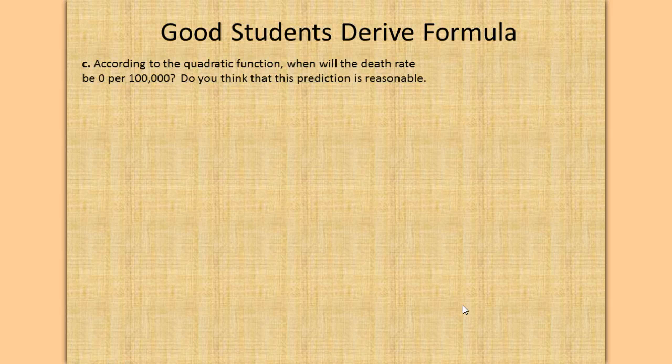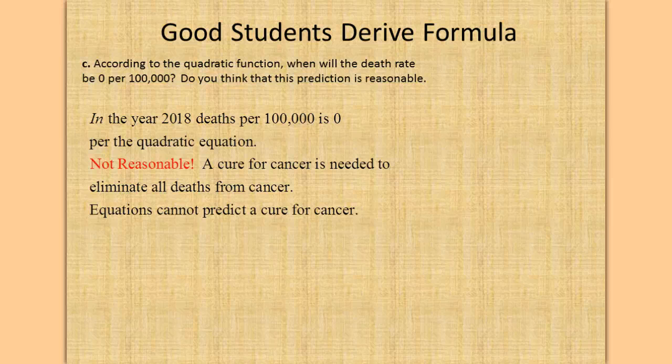According to the quadratic function, when will the death rate be 0 per 100,000 people? We discovered from the equation that it would be 2018. Do you think this prediction is reasonable? No, it's not reasonable, because a cure for cancer is needed to eliminate all deaths from cancer. Equations can't predict a cure for cancer.